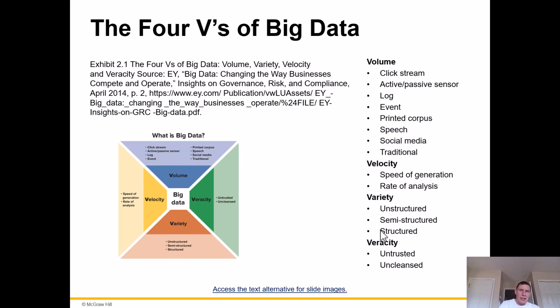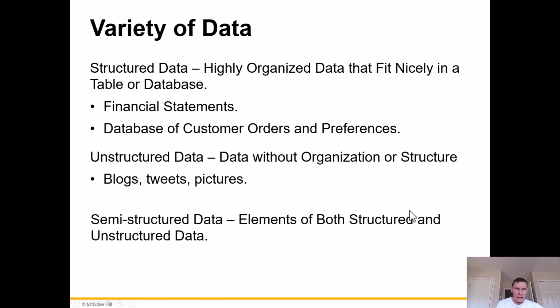So the four V's, the big four V's of big data, are basically what you see on the right: volume, velocity, variety, and veracity. As far as volume goes, we're thinking about how much there is, looking at click streams, logs, events, possibly speeches even. As far as velocity goes, how quickly it is generated, the speed of generation and the rate of analysis. With respect to variety, it could be semi-structured, unstructured, or fully structured. And then veracity: is it untrusted and uncleansed, which does present problems if that's the case.